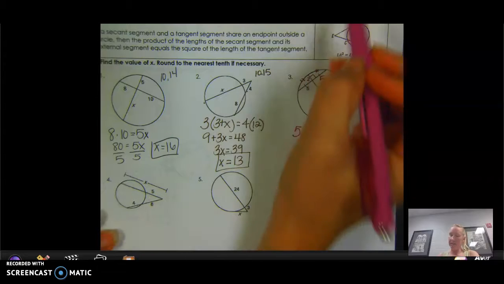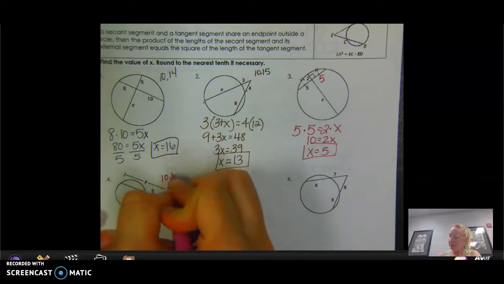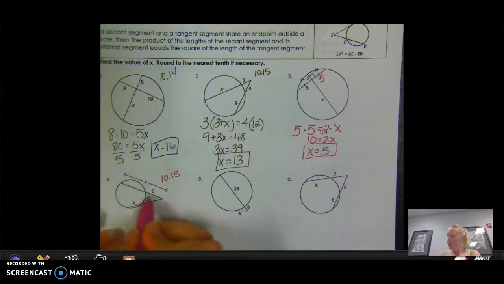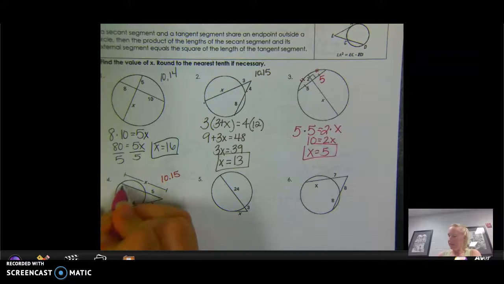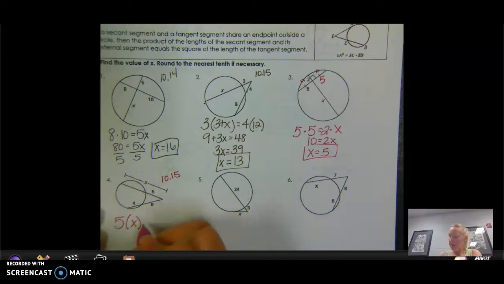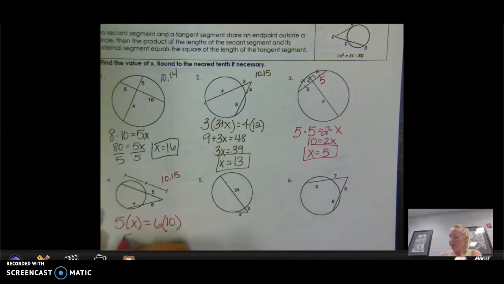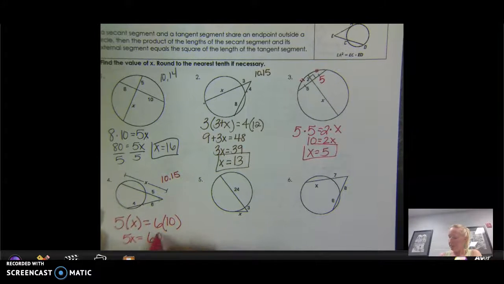Okay, so this one goes back up to Theorem 10.15 with the two secants, where you take the smaller piece, that 5, times the entire length. And they actually told us in this situation that the entire length is x. And then I'm going to set that equal to 6, the smaller outside piece, times the whole length of 10. So that's just 5x equals 60. Divide by 5, and I get x equals 12.